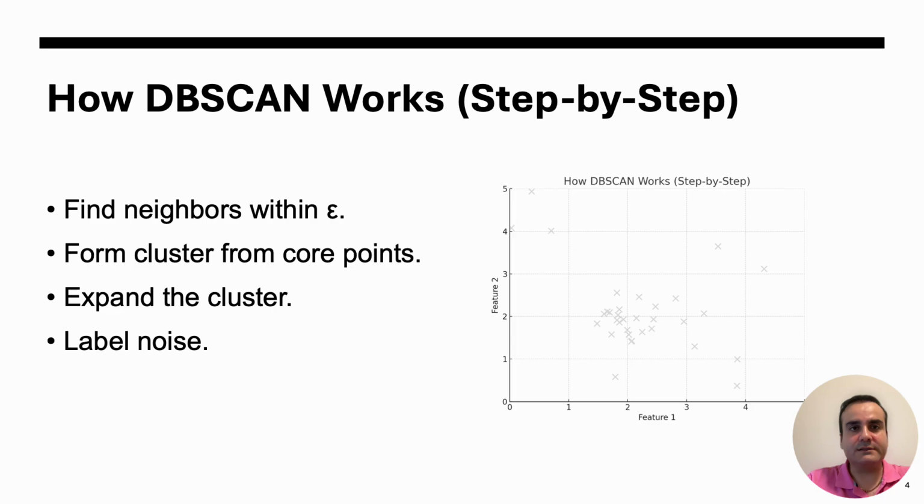So here is the process. First, we look around each point to see how many neighbors it has within a radius epsilon. If the point has enough neighbors, meaning the minimum number of points, it becomes a core point and starts a new cluster. The algorithm then expands that cluster by pulling in any points reachable within epsilon, repeating this process for any newly discovered core points. Points that don't meet the density criteria become noise. They don't belong to any cluster.